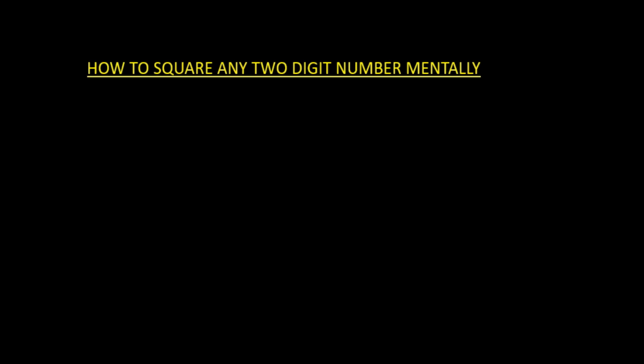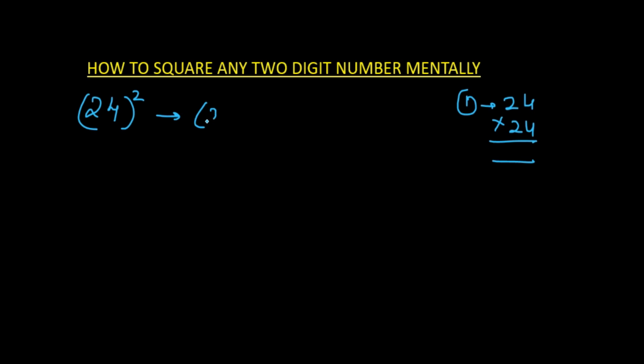Suppose we have to find the square of, say, 24. Okay, now there are two ways. First we will do the traditional way. How in the traditional way we find the square of 24. One way is you do 2 by 2 multiplication of 24. This is one of the ways. And the second way is this 24 can be written as (20 plus 4) whole square.